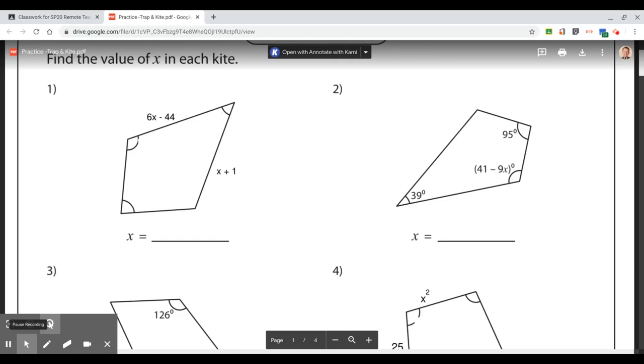I wanted to go over how to apply math to kites because we went over the properties. So let's try to do a couple problems. Let's look at number one first, okay?